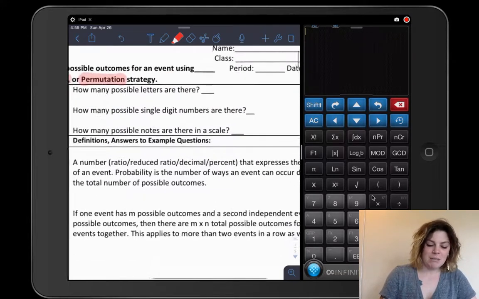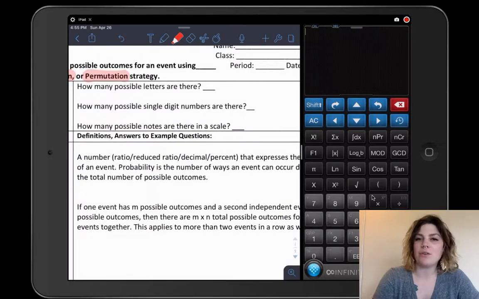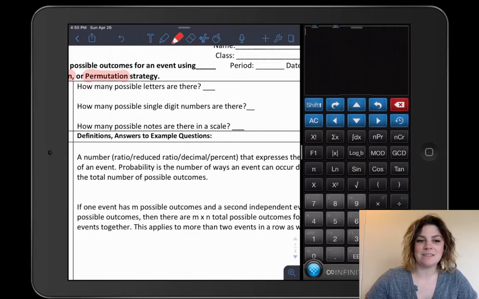So take a minute and you can Google this or however you want to do it, pause the video and come up with how many possible letters are there in the alphabet, right? How many possible single-digit numbers could you possibly write down? And how many possible notes are there in a scale? So go ahead and pause the video, try to figure that out, and then we'll come back and get the answers.